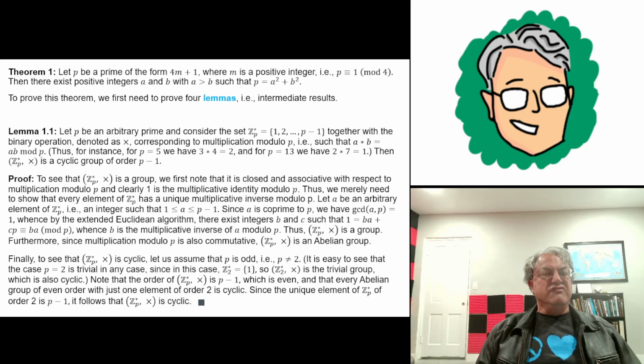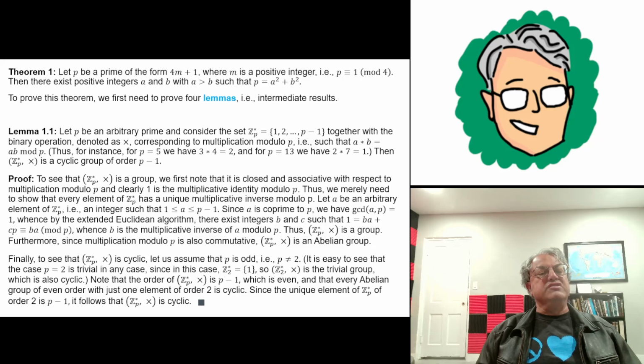It turns out that for any prime P and any integer A that's not divisible by P, this integer always has a multiplicative inverse modulo P. We kind of proved that. So that completes our proof that this thing is a group. This set I'm calling ZP star together with multiplication modulo P is a group.